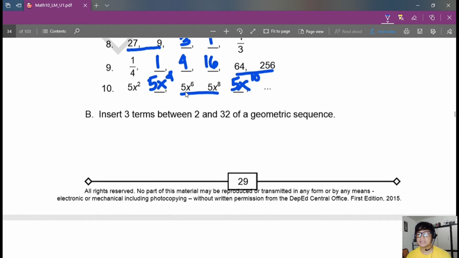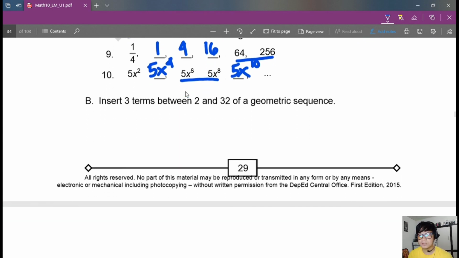So we will discuss this one, insert 3 terms between 2 and 32 of a geometric sequence, in our next video, because it's something to do with the geometric means. In arithmetic sequence, meron tayong tinatawag na arithmetic means. And also with geometric sequence, meron din tayong tinatawag na geometric means.